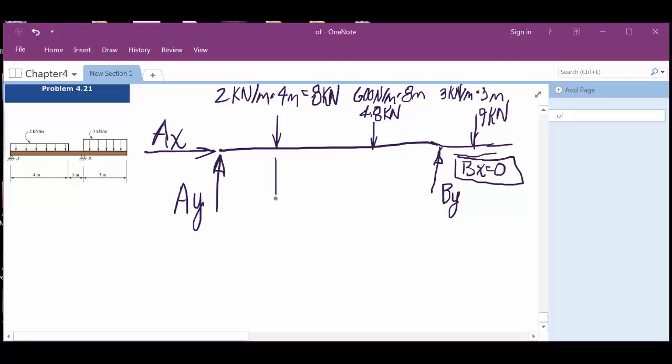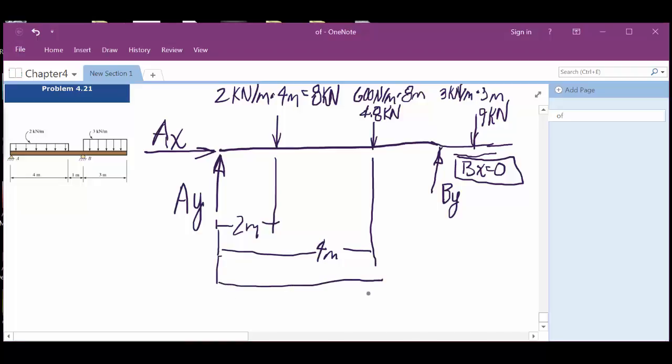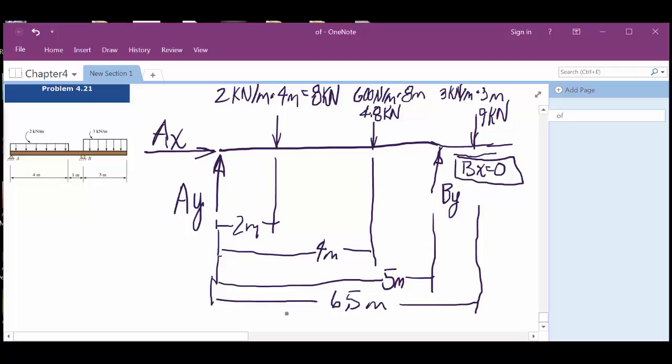Now distances. We're given this distance as 2 meters. The distance out to the 4.8 is about 4 meters, half of the beam. Distance to By would be 5 meters. The distance out to the 9 kilonewtons, 6.5. Okay, so that's our free body diagram.